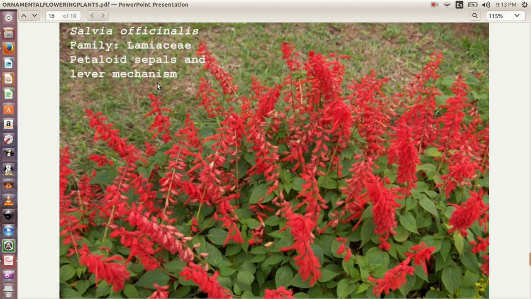So whenever the insect enters, it pushes one of the lobes of the stamen, which is sterile, and it acts as a seesaw, and the other lobe, which is the fertile part, has the pollen grains. It deposits the pollen grains on the insect's back. So this lever mechanism of stamens is unique in this particular Salvia officinalis. If you have time, you can dissect the flower and look into this lever mechanism of pollination that these Salvia officinalis plants bring about.